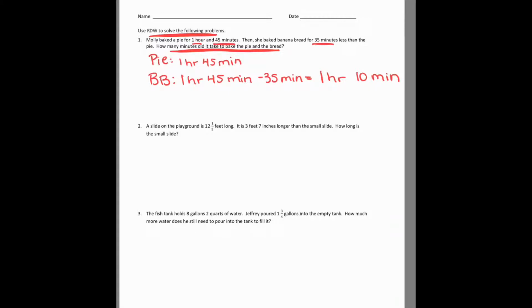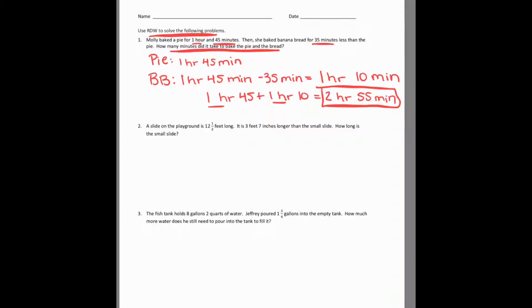And then I have to add those 2 times together because the question says how many minutes did it take to bake both of them. So I'm going to say 1 hour and 45 minutes plus 1 hour and 10 minutes. Well, the hour plus the hour is 2 hours, and 45 minutes plus 10 minutes is 55 minutes. So altogether it took 2 hours and 55 minutes.